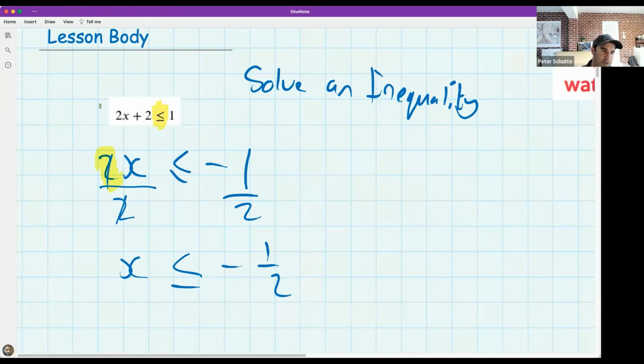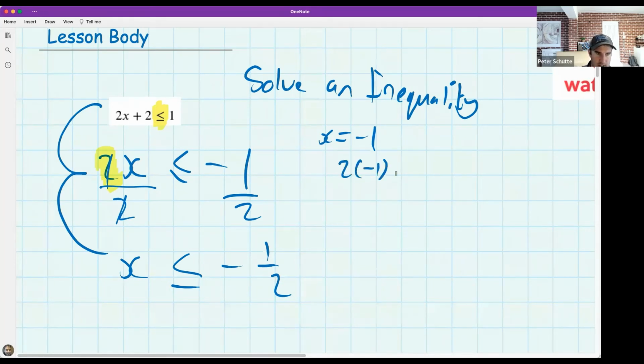Now, these steps are all reversible, but I've ended up with a statement which says x must be less than or equal to minus a half. Well, let's test this out. What number is less than minus a half? Let's try minus 1. So let's just say x is minus 1. And let me do what I was doing at the beginning: 2 times minus 1 plus 2 less than or equal to 1.